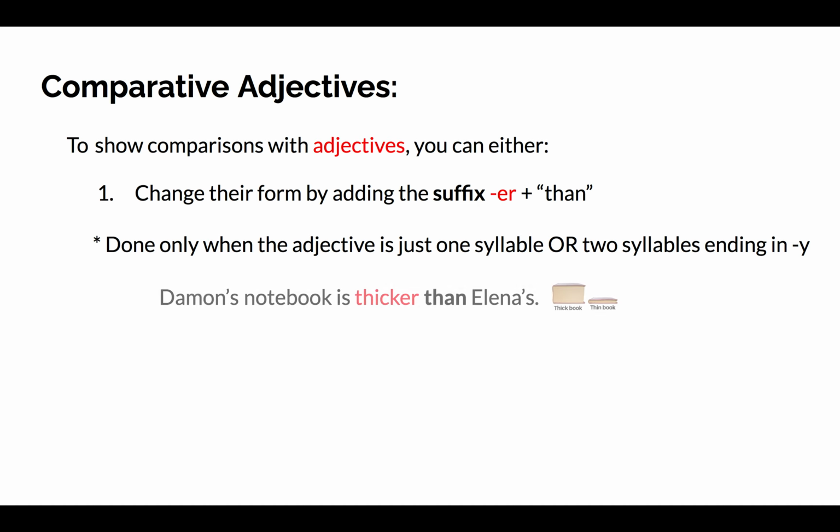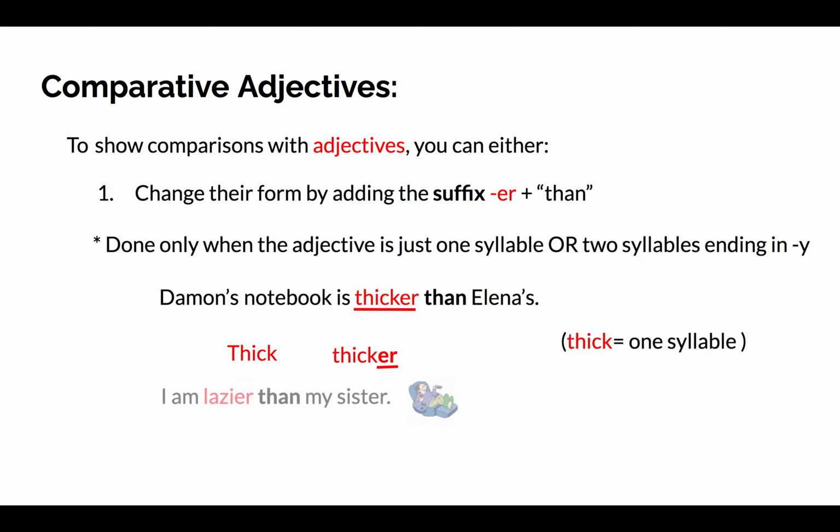For example, Damon's notebook is thicker than Alina's. In this example, thicker is the comparative adjective. The base adjective thick is just one syllable, so it is necessary to add er to show the comparison. Since thick is one syllable, er is added to make the word thicker, and then than is also added.